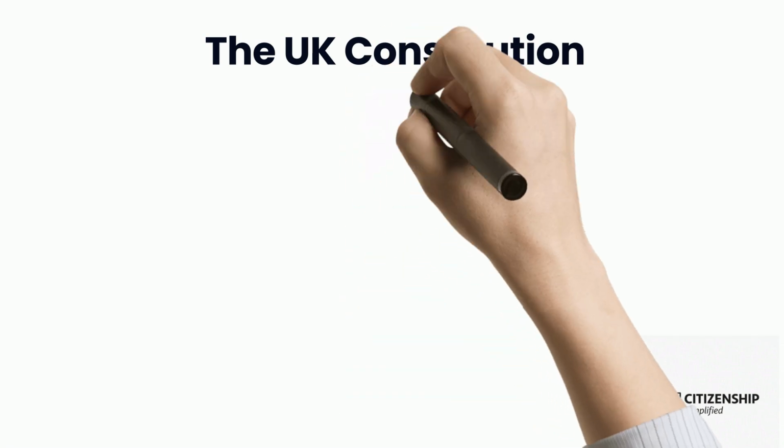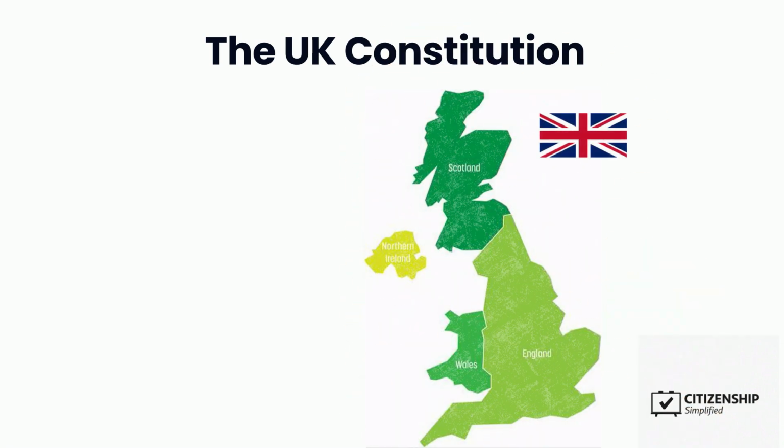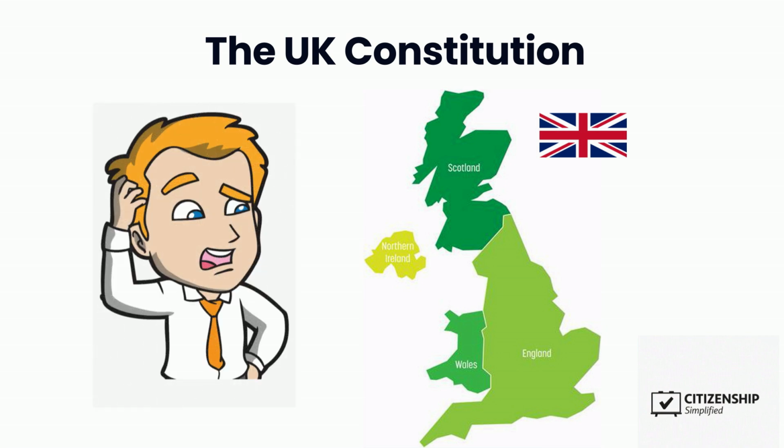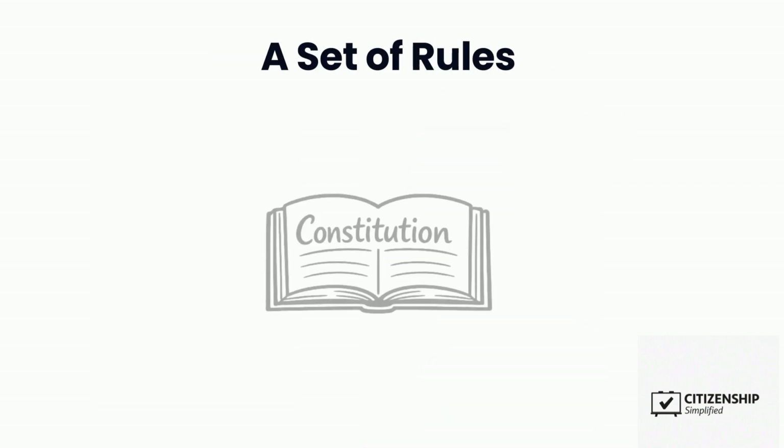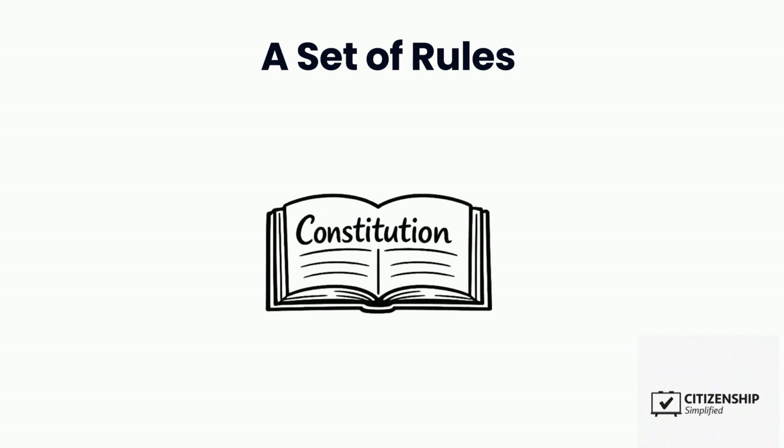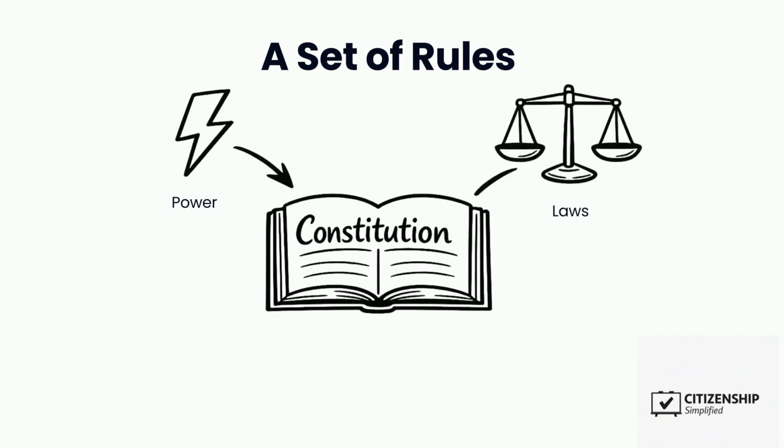The UK has one of the oldest political systems in the world, but most people can't explain how our constitution actually works. After this video, you'll be able to. The UK Constitution is a set of rules that explains how the country is run. It tells us who has power, how laws are made, and what rights people have.